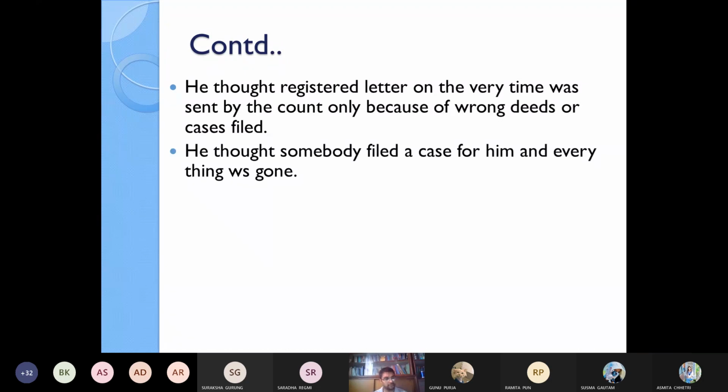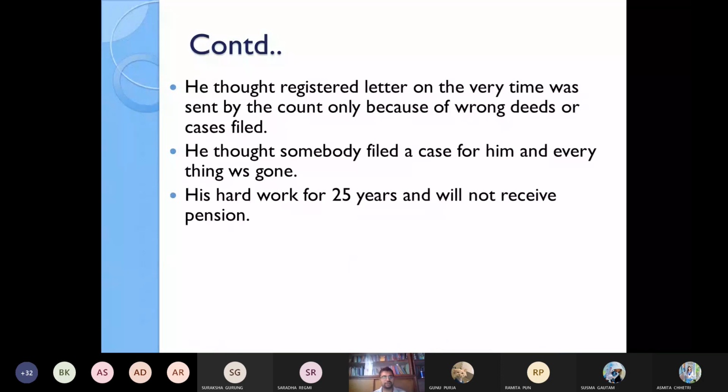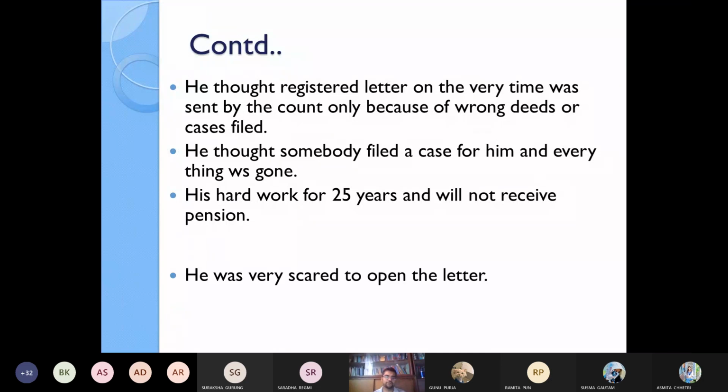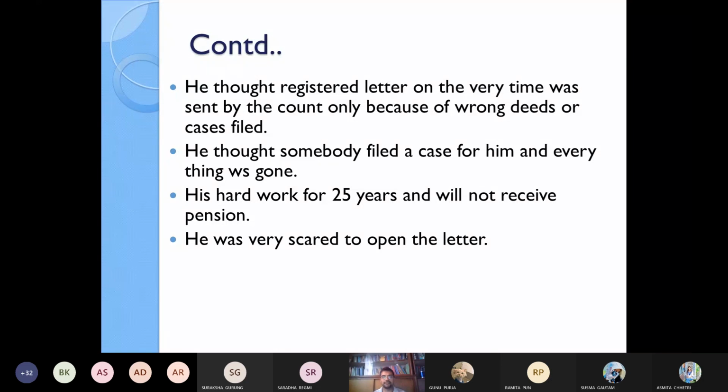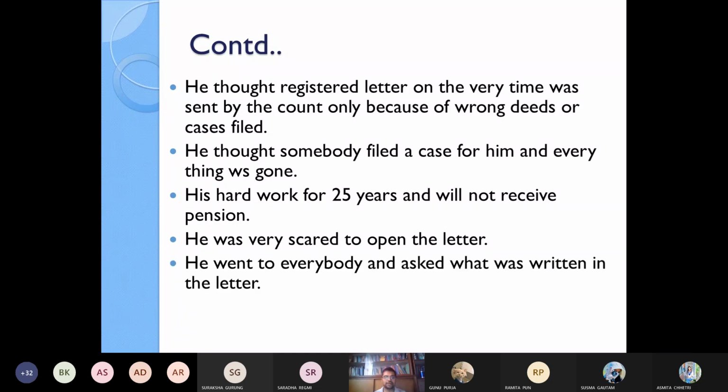And this situation created fear in Govinda Singh. He thought somebody filed a case against him and everything was gone. He was very sad. His hard work of 25 years was gone and he would not receive any pension. He was very scared to open the letter. He was terrified: should I open it or not? If I open it, I will be ruined. He felt that all the effort he had put in, his whole life, was going to be lost.